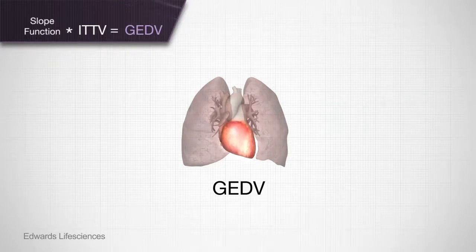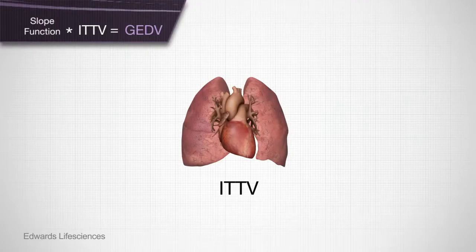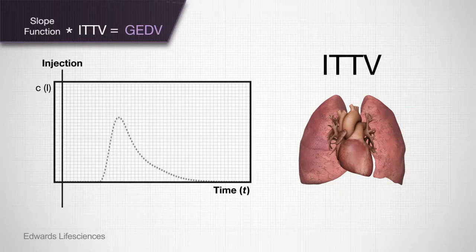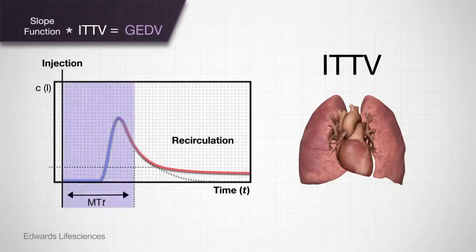In order to calculate GEDV, we must first calculate intrathoracic thermal volume, or ITTV. ITTV is calculated by identifying the beginning of the injection cycle from a pressure spike measured in the central venous pressure from the VolumeView CVC manifold. The VolumeView system's TPTD algorithm then identifies the peak indicator concentration, followed by its immediate downslope, which is an indication of the mean transit time.